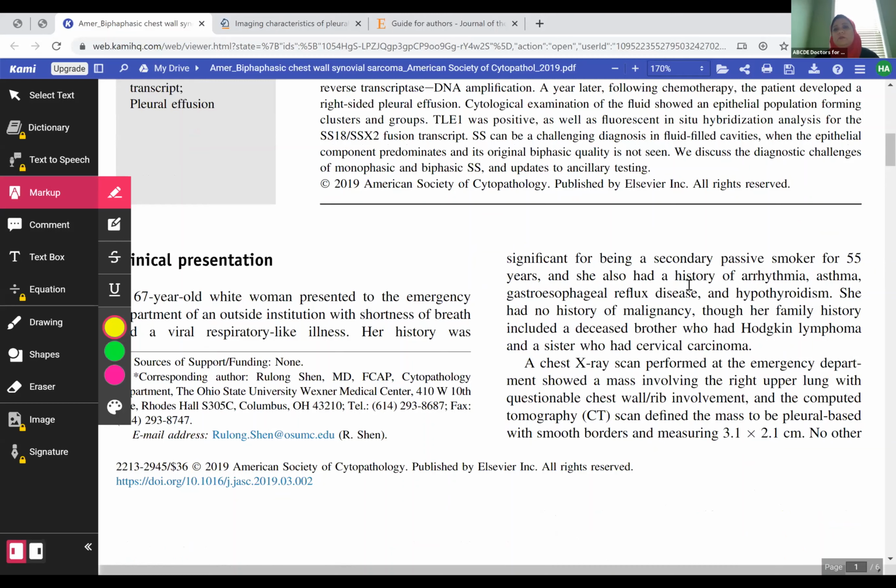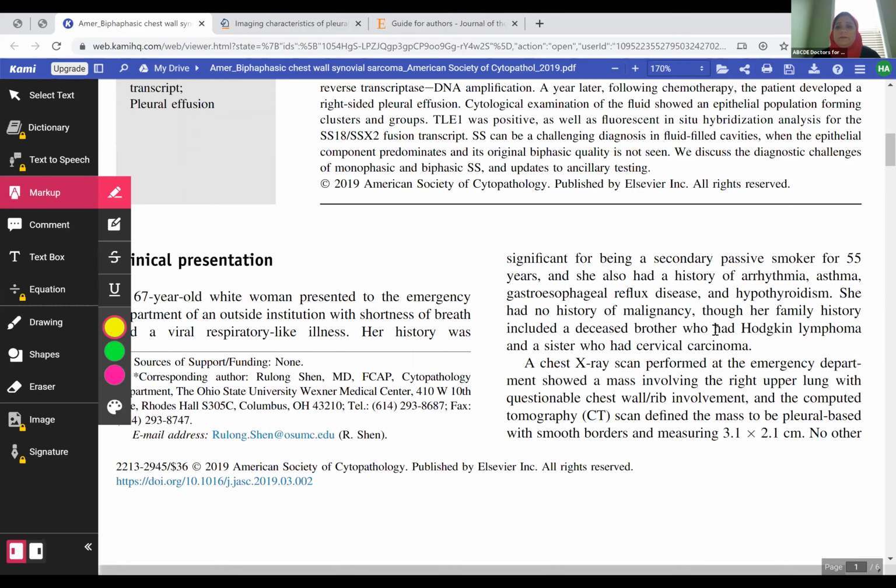What was her history? Okay, she was a smoker for that many years. She also had asthma, all of this stuff. Is any of this relevant to synovial sarcoma? Probably not, but as a physician reading this, they're going to want to know. Maybe somebody one day will suddenly find a connection between one of these history factors, which do not seem to be connected to synovial sarcoma, maybe some kind of genetic connection.